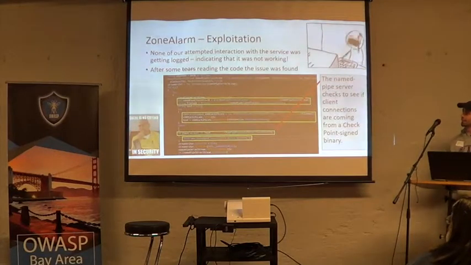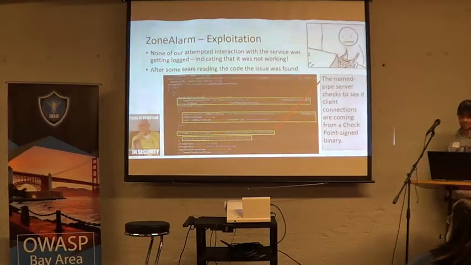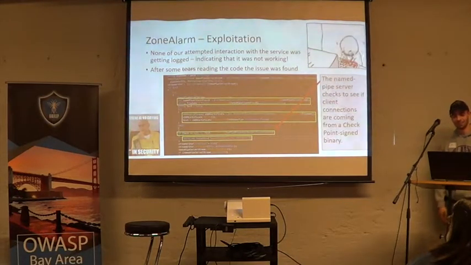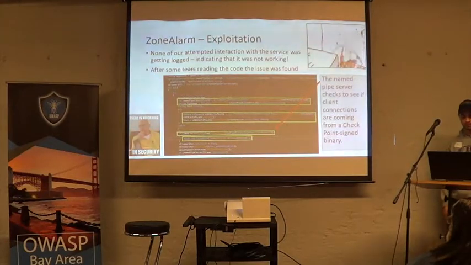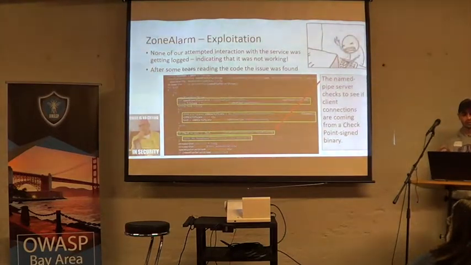None of my attempts to talk to the service were working. I wasn't getting my stub log. So the problem is that when the named pipe server checks to see that the connecting client is signed by Check Point.